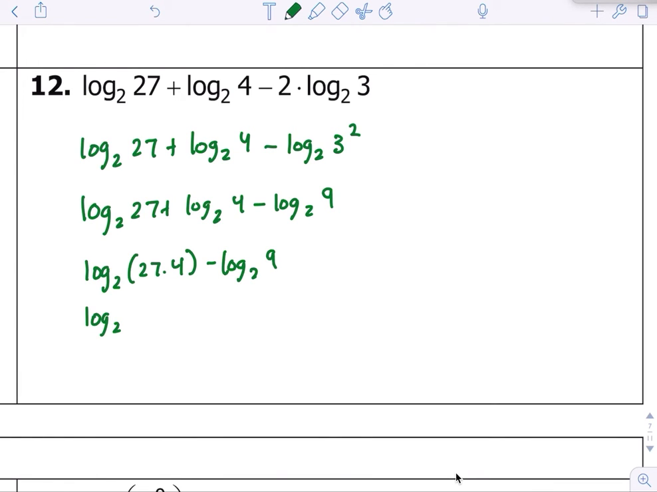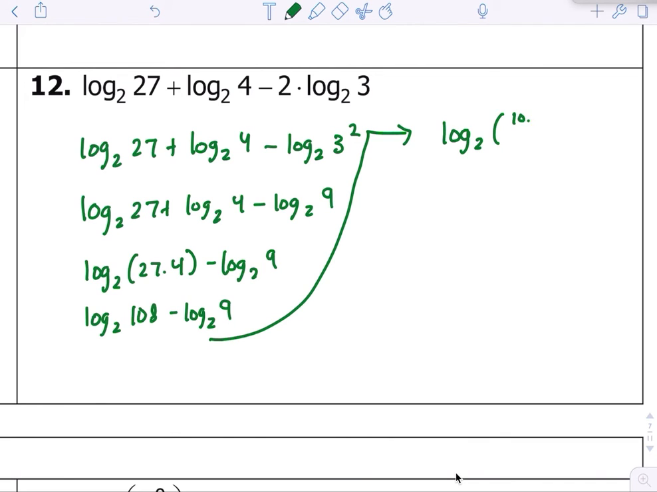Log base 2 of 108 minus log base 2 of 9. Log and a minus sign, so that's going to be quotient rule. So log base 2 of 108 divided by 9. 108 divided by 9 is going to be 12. Now we're going to do the change of base formula, so log of 12 over log of 2. And that's roughly going to be log of 12 divided by log of 2, 3.58.